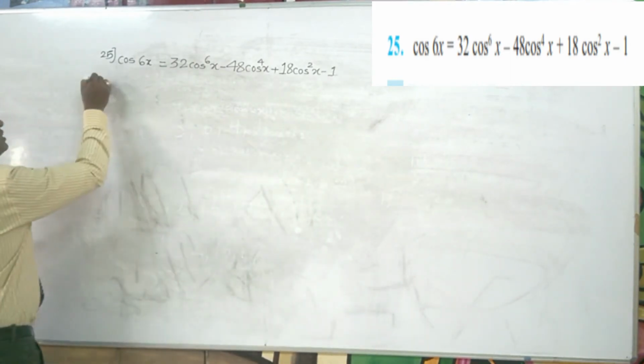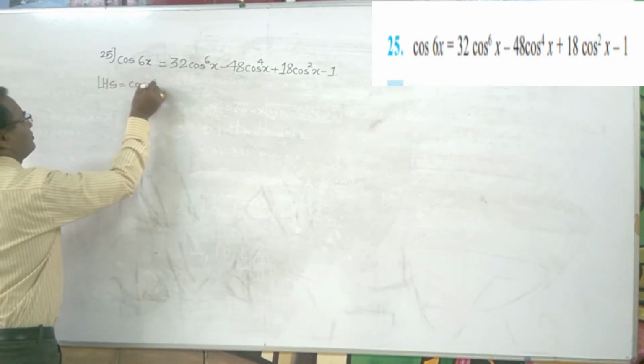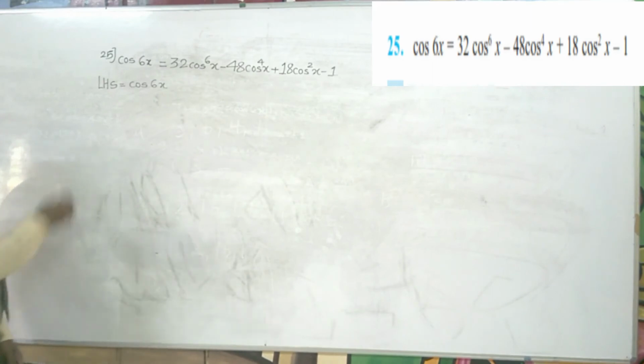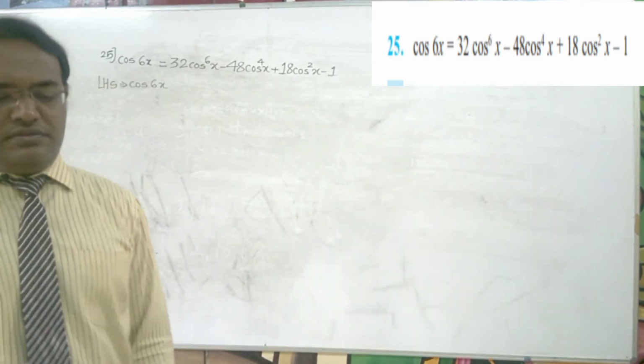So how will we do it? We'll again start with LHS, that is equal to cos 6x. What is our LHS? LHS is cos 6x.